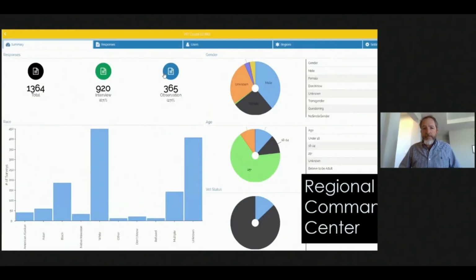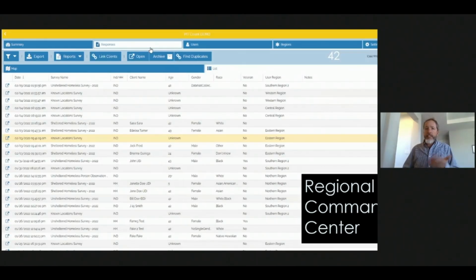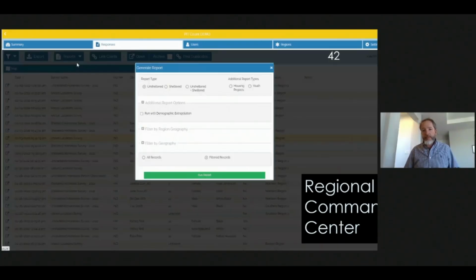Next slide, please. So all the data comes into the regional command center. This is just an example. This is where you can see the data in real time as the demo data generates a point in time report with a few clicks.